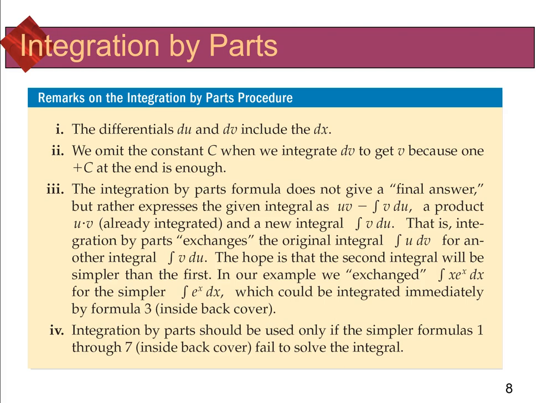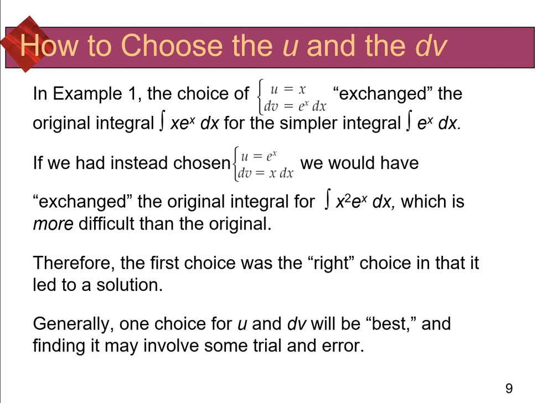Integration by parts should be used only if simpler formulas 1 through 7, the ones we've already talked about on the back cover, like basic integrals and substitutions, don't work. How to choose u and dv?